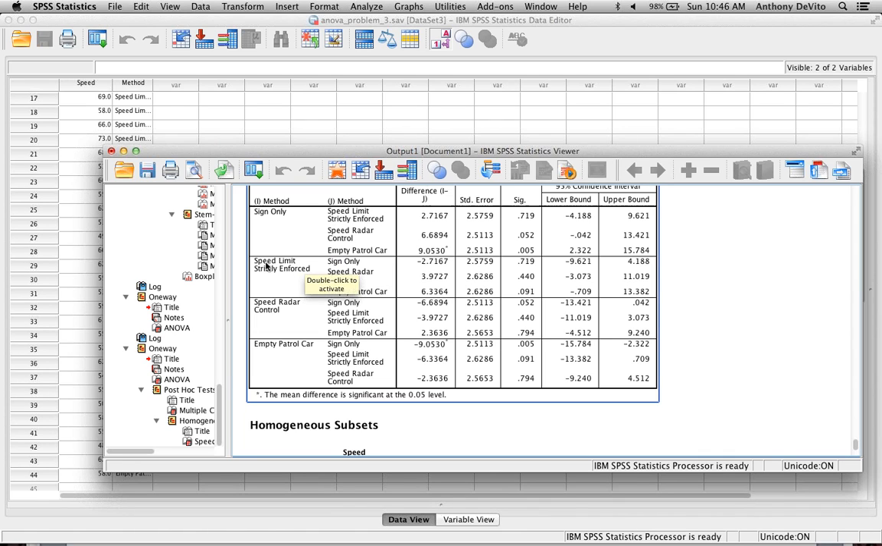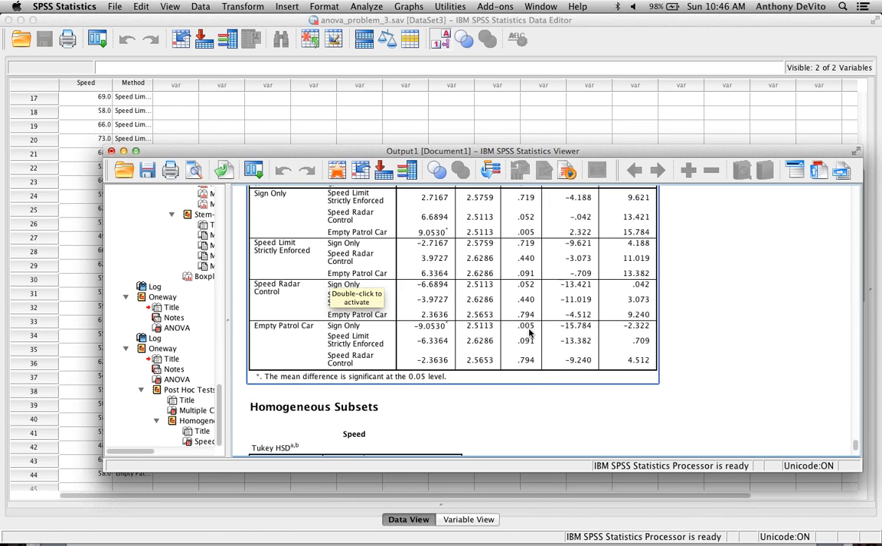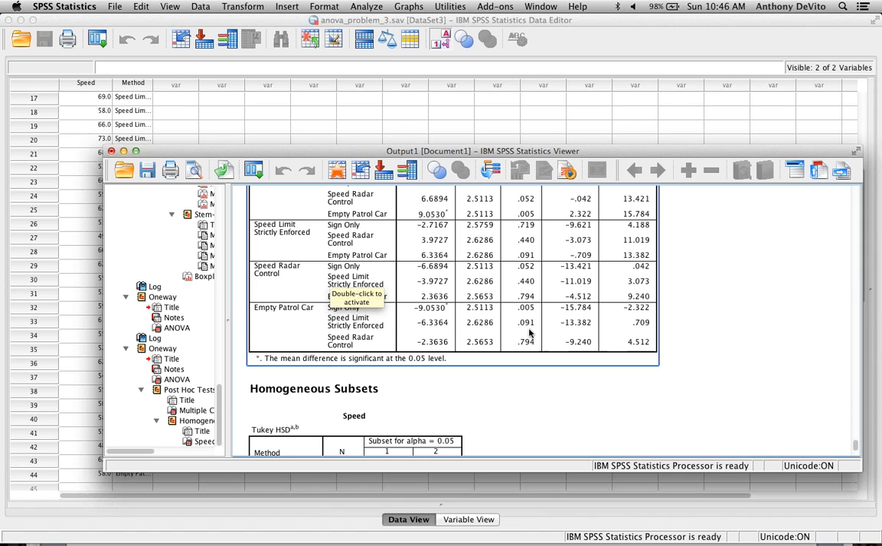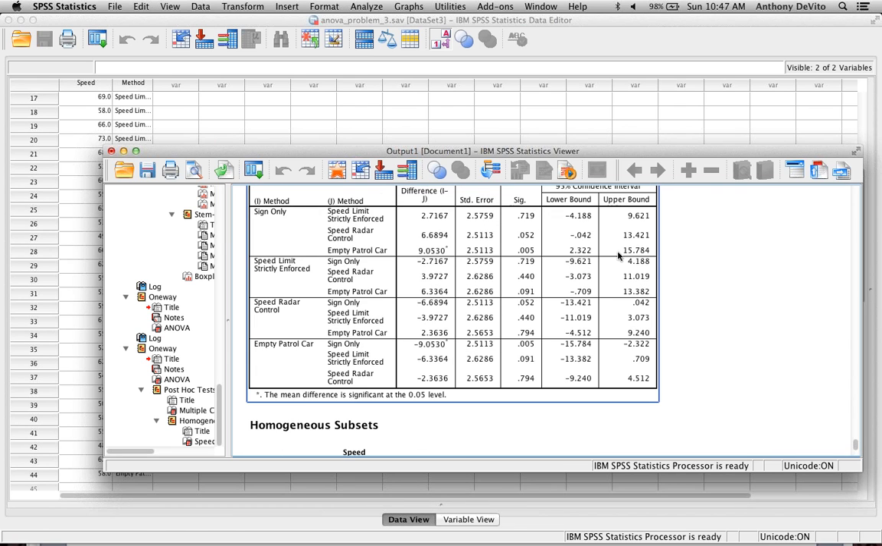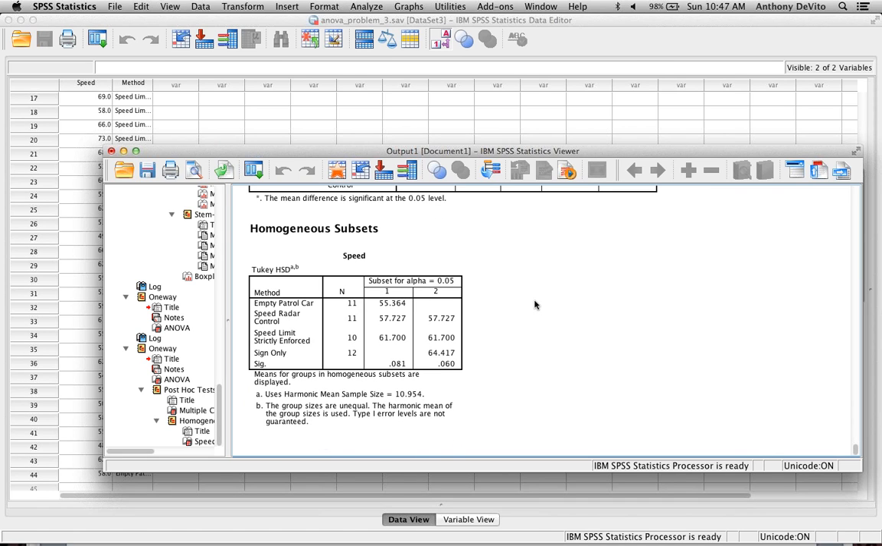And speed limit strictly enforced and speed radar controlled seems to be a significant difference. The others don't exhibit a significant difference, so I'm not going to say that they're different. The other possibilities, of which there are a total of 6, 3 out of the 6 comparisons give us a result that says we can reject the null hypothesis, because they gave us a probability of a type 1 error of less than 0.05, or in this case, almost exactly 0.05. So that's basically how we would solve each one of these three problems.